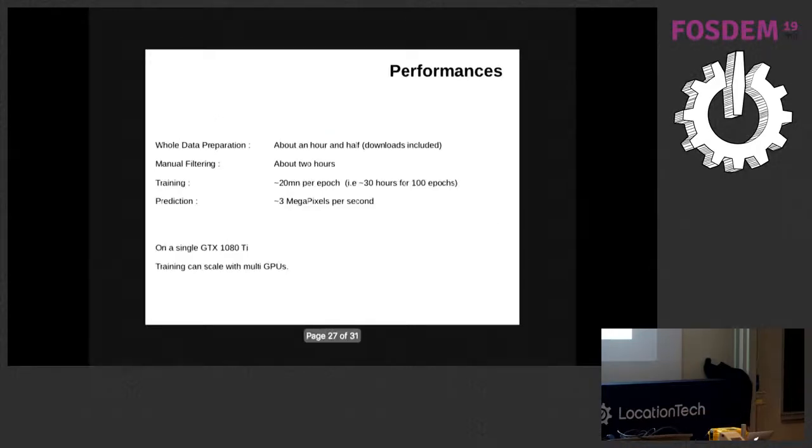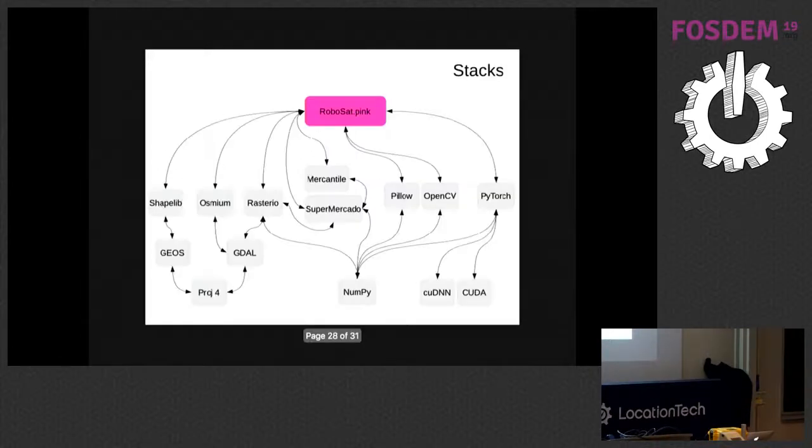One other point is that if you have several GPUs, it scales, so you could save time on this part. About the stack, RoboSat.pink reuses a lot of other existing software, obviously, and there are several stacks involved. The first one here is related to machine learning with PyTorch and deep learning. The other one here is related to imagery with Pillow and OpenCV. This one is related to the ability to deal with styles, and here it's the geospatial stacks.